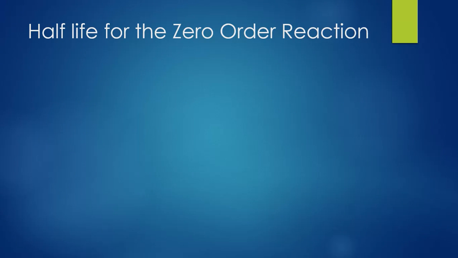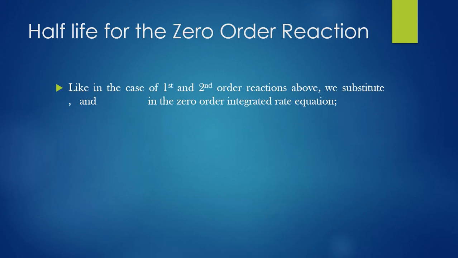Now let's go to the half-life for the zero order reaction. The definition is just the same: it's the time taken for the initial concentration to drop by 1/2. Like in the case of the first and second order reactions above, we substitute the half-life and it takes this form. We're not considering the final concentration, but the initial concentration. We multiply the initial concentration by half because we want the half-life in the zero order integrated equation.